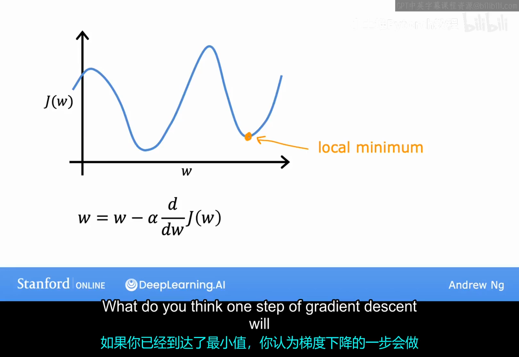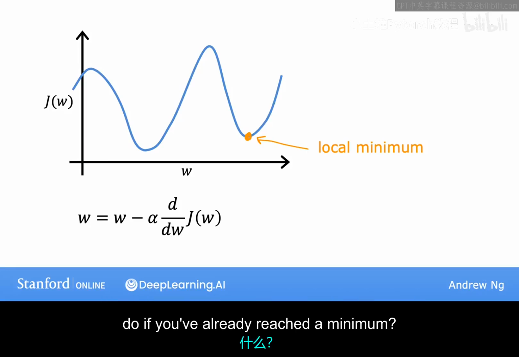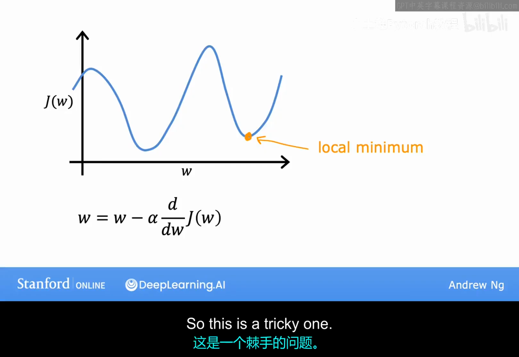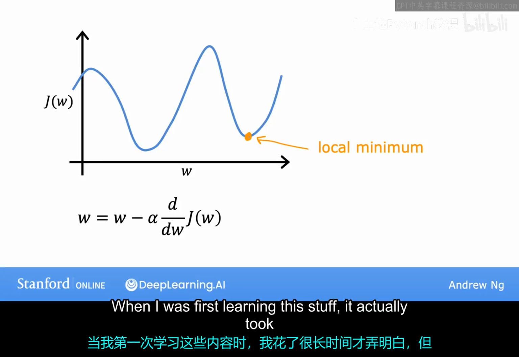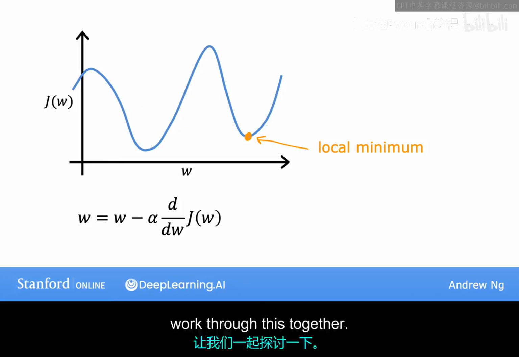What do you think one step of gradient descent will do if you've already reached a minimum? So this is a tricky one. When I was first learning this stuff, it actually took me a long time to figure it out. But let's work through this together.